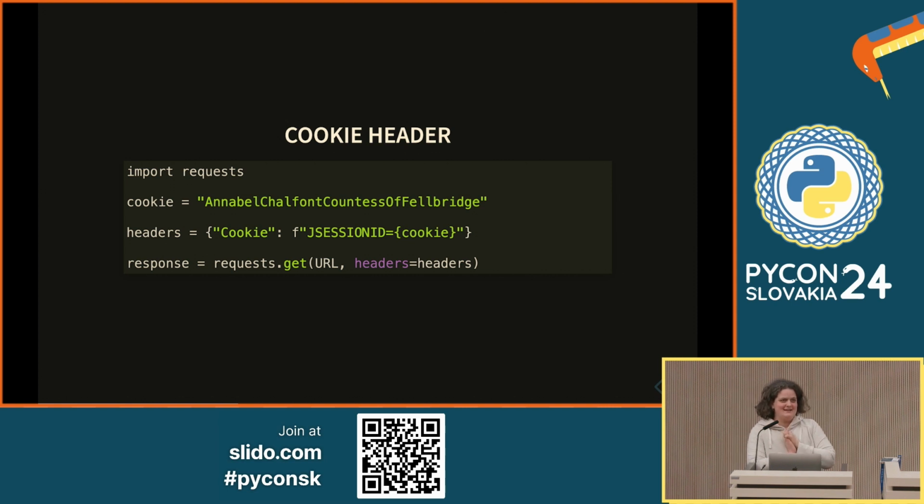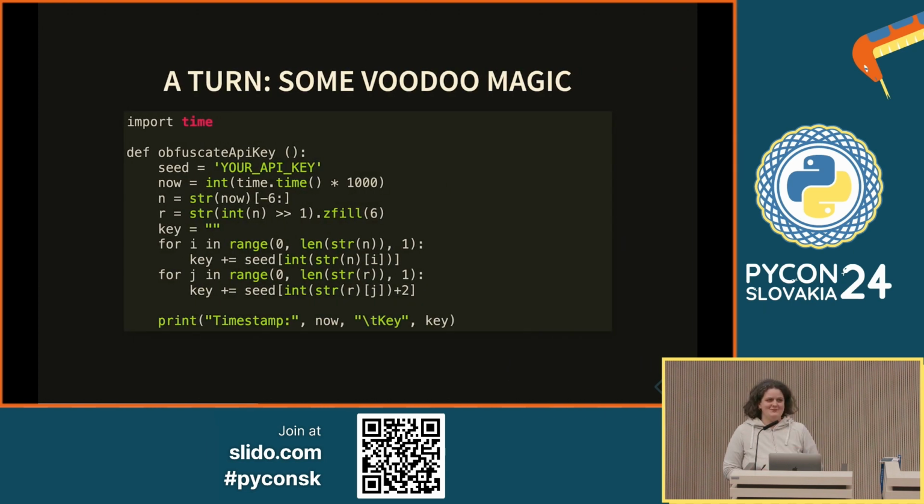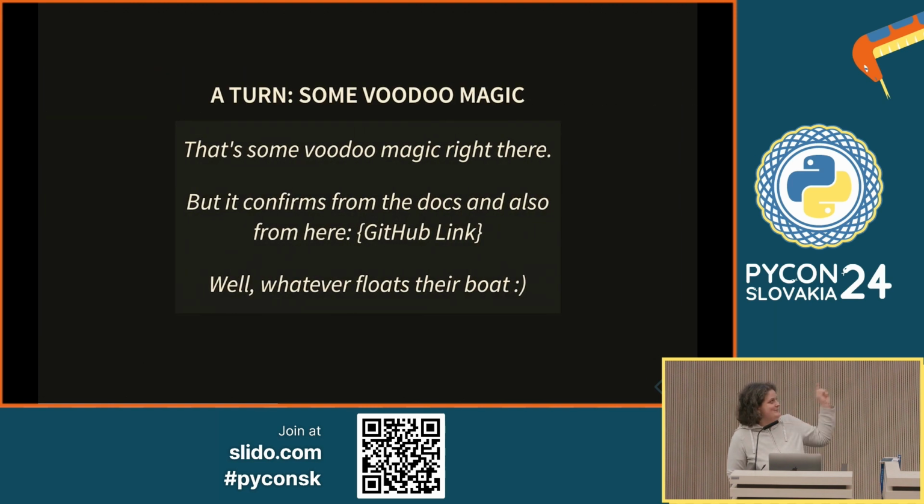The reason why I like that is because this is the case when to get this cookie, you have to do some voodoo magic. This is the voodoo magic that you need to do based on that documentation. So what they want you to do is take a token, do a transformation on that, and then use this token to get a cookie. And this is the pull request review that I got on that code. I can read it. There is some voodoo magic here, but it conforms to the docs and also to this. Well, whatever floats their boat.